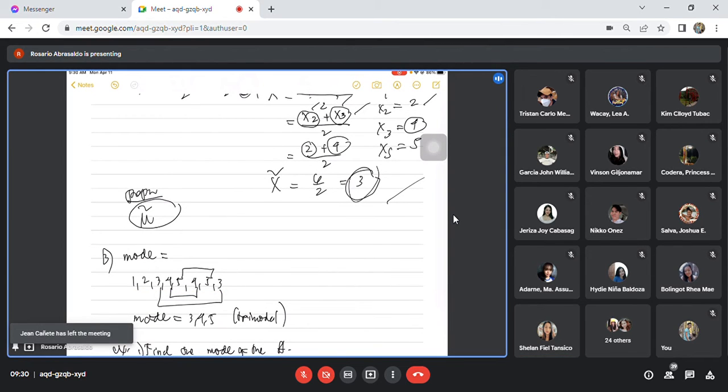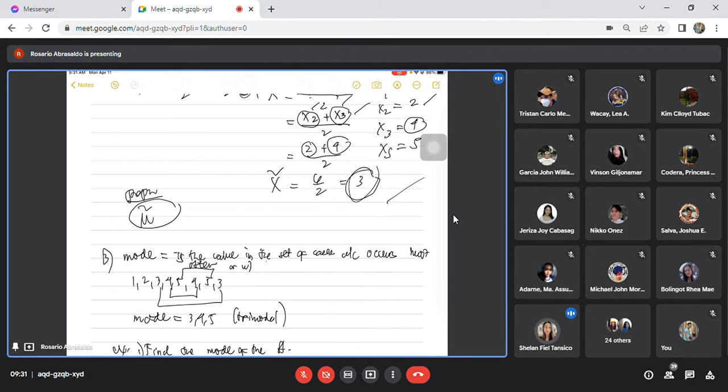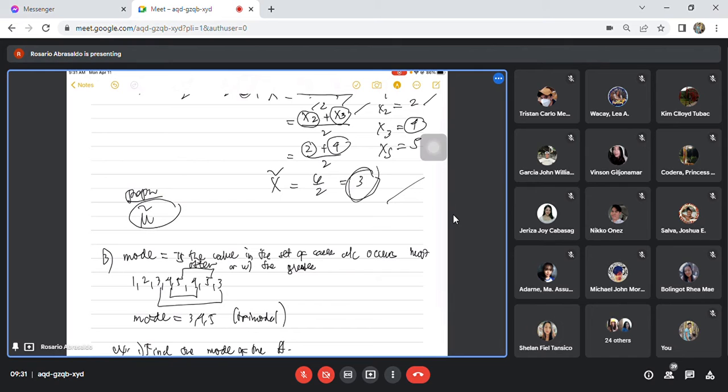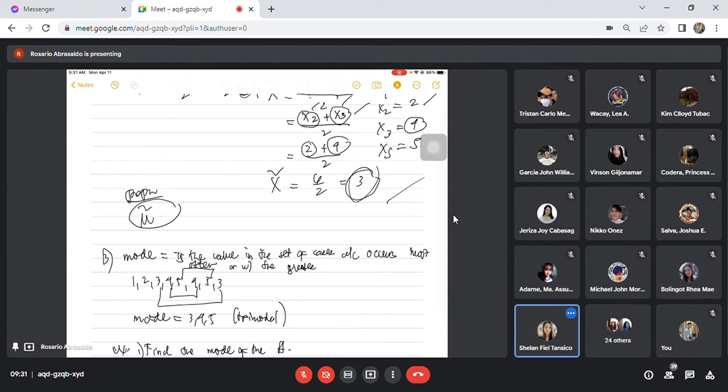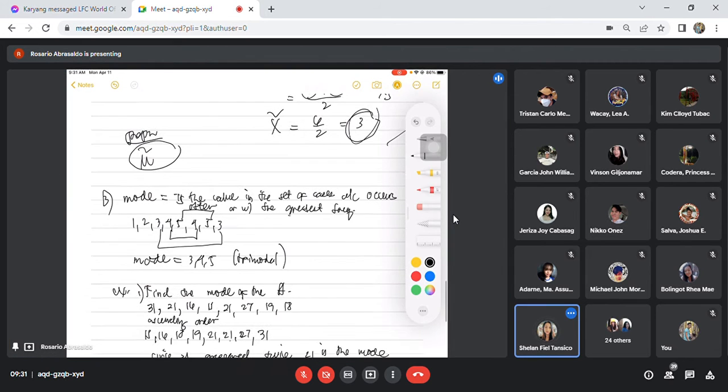Kung base sa ato ang data, the mode is the value in the set of cases which occurs most often or with the greatest frequency. Ay, sorry, frequency ni siya, class.